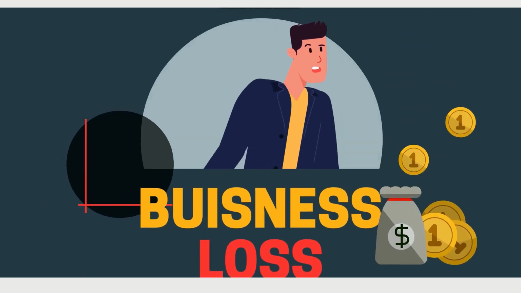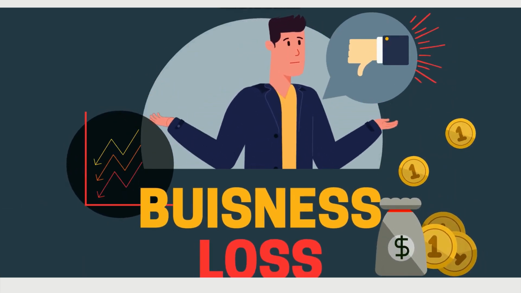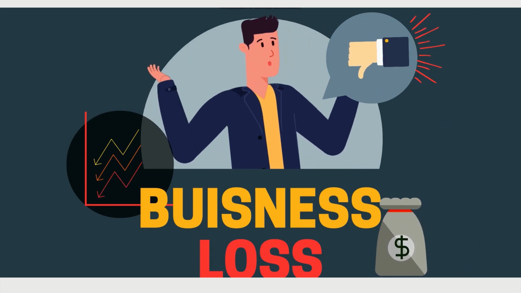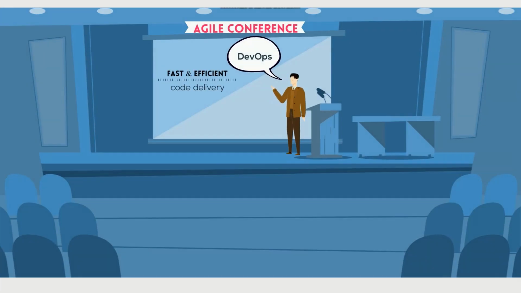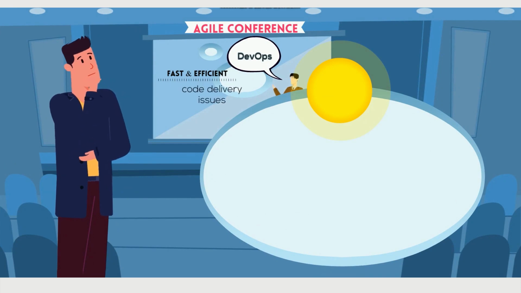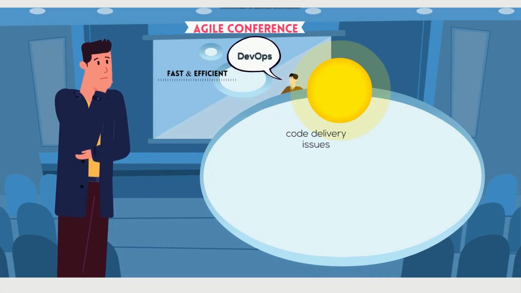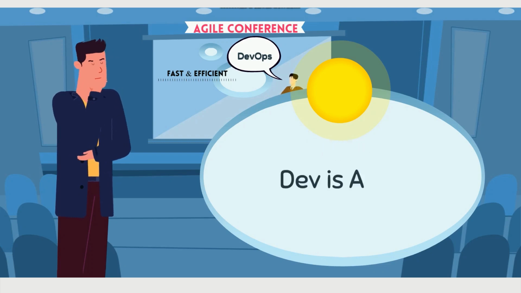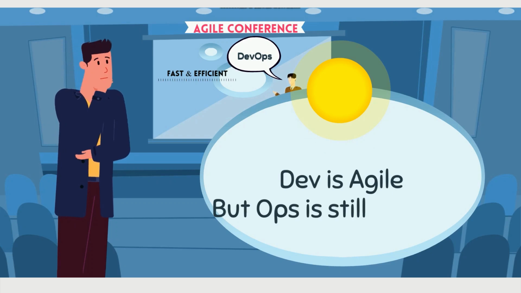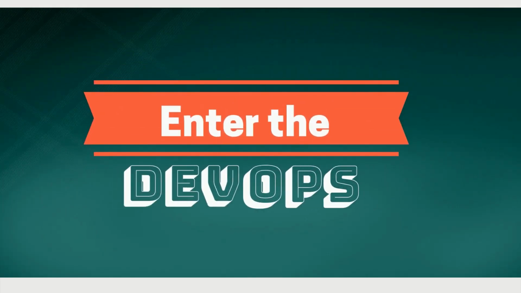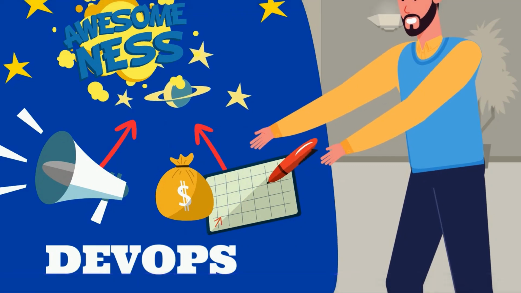Reggie, the director, understands this very well, that an unhappy customer could mean direct business loss. Reggie once attended an Agile conference where the host talked about DevOps and how it fixes the code delivery issues. Reggie understood that Dev is Agile, but Ops is still waterfall. Skyrocket the business.